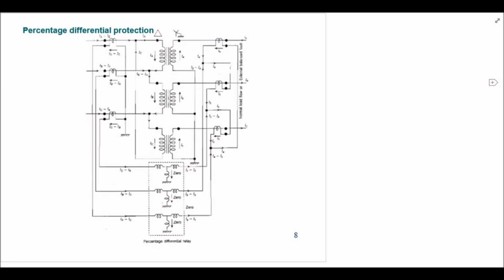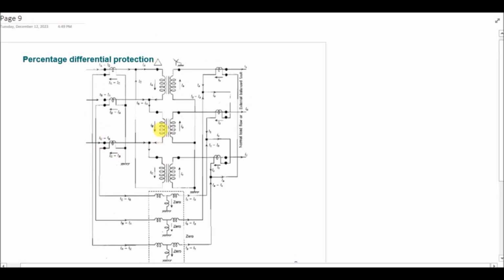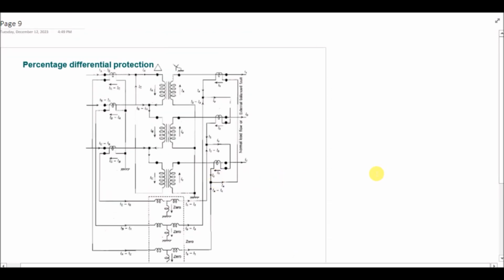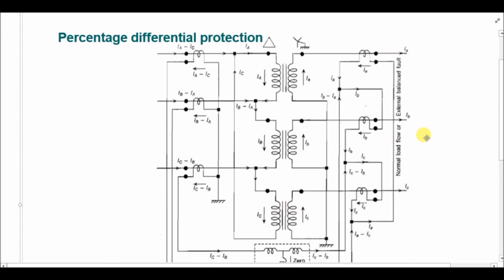Now, to remove this phase shift, we have to choose the connection of CTs in such a way that IA minus IC is being measured by the CT. So the similar type of current should be measured by this CT. This side was delta connected. So what we can do, we can connect the CTs in Y connection, and on the Y grounded side, we will be connecting the CTs in delta connection.